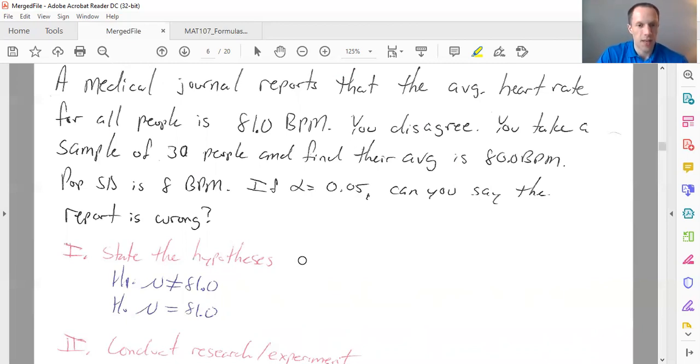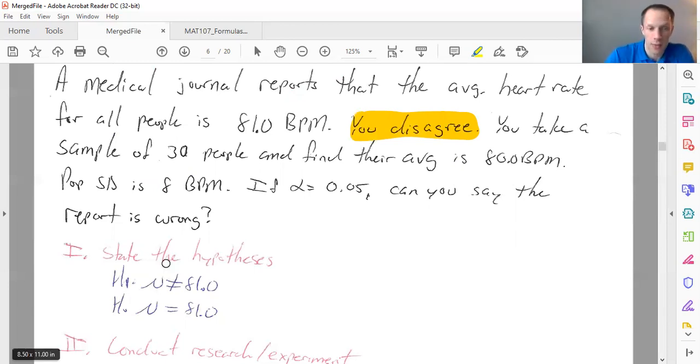Okay, so we're going to state the hypotheses just like we've always done. Now in this case, it says you disagree. That's kind of a neutral word. It doesn't really suggest that you think that the average is less than 81 or greater than 81. It just says you think it's something different. So this is a case where you use the not equal to sign in your alternative hypothesis: the average not equal to 81. And the null is always going to be equal, so the average equal to 81.